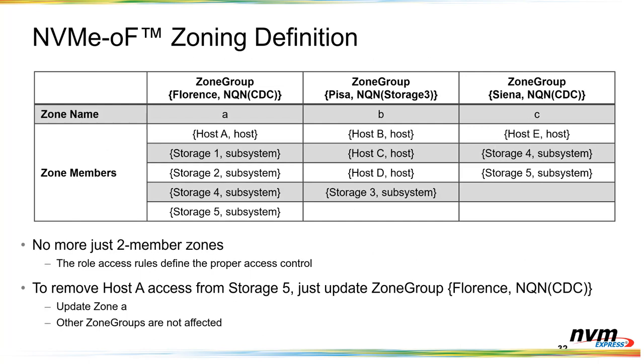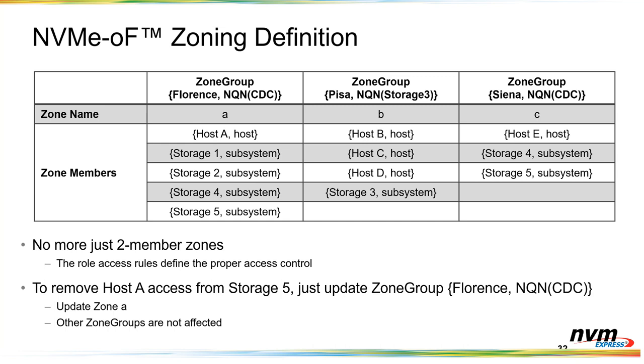But coming back to our zone groups, what is the definition that we have? Zone name A, we will have a zone member host A, which is a host, and then the four storages have the role of subsystem. In the zone group Pisa, I just have the three hosts. We can see the mention of the host as host, and storage three is a subsystem. And host E, again, has the role of host, storage four and five are two subsystems. We don't need any more two-member zones.